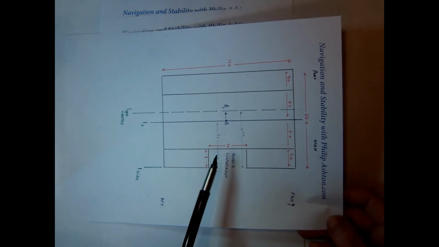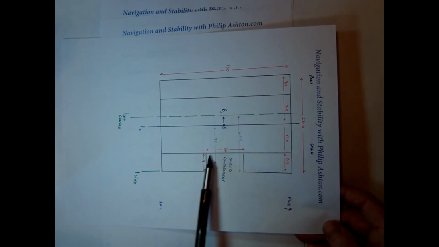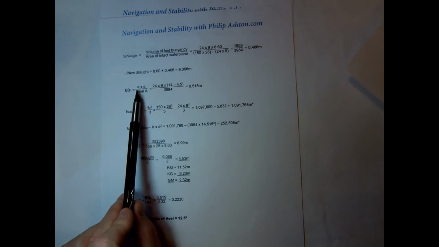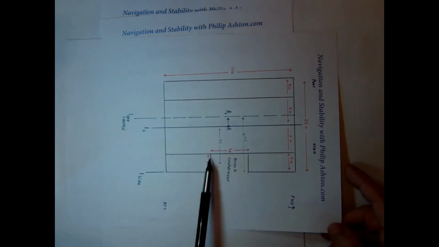We need to find now BB1, in other words, this distance that B has moved. So once we become bilged, B moves off the centre line to its off-centre position, because we've lost this part. And the formula is A times D, or S, sometimes it's called S, over final A, where A is the area of the bilged compartment, D we're going to look at in a minute, and final A is the final area of the intact water plane. So hopefully you can see what we're going to do here. The small a area is 24 times 9.